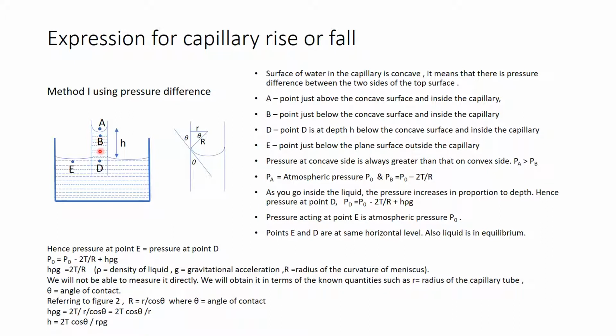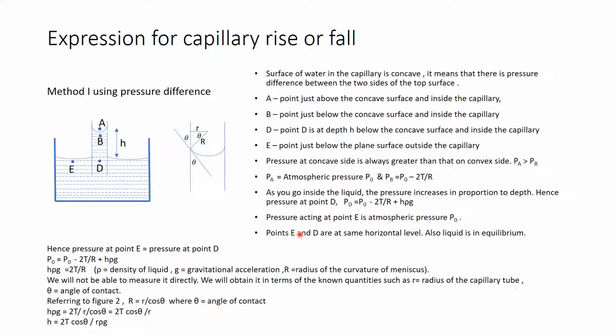And let us imagine some point C below B. Then pressure at point C will be greater than pressure at point D. Why? Because as you go inside the liquid, the pressure goes on increasing with the depth, in proportion to depth, right? Now here the point D is situated at depth h from the meniscus and therefore obviously the pressure at point D will be greater than pressure at point B.